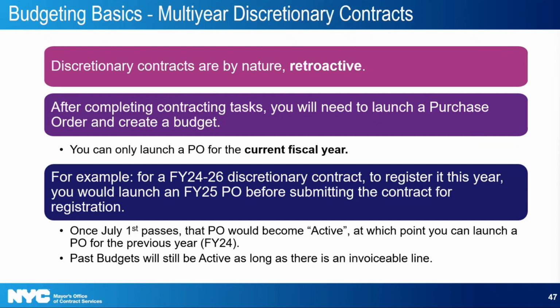In the case of retroactive contracts, where services were rendered in previous years prior to the contract registration, the agency will need to initiate a purchase order change request, or POCR. This step ensures that the allocated fiscal year budget is directed to the provider.